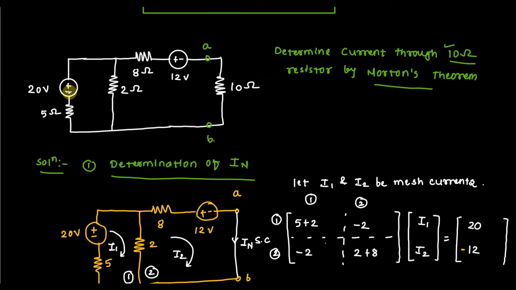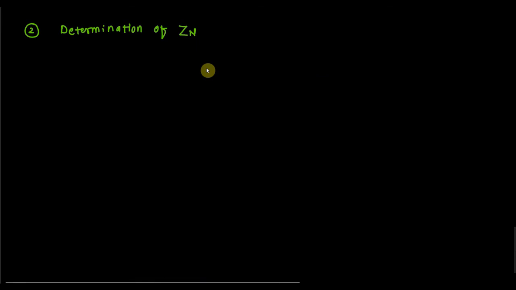You can see that this 20 volt and 12 volt are both voltage sources, so you have to replace both voltage sources by short circuits. That gives its equivalent impedance. I will draw the circuit for that like this. You will get this type of circuit, where the 12 volt is replaced by a short circuit.